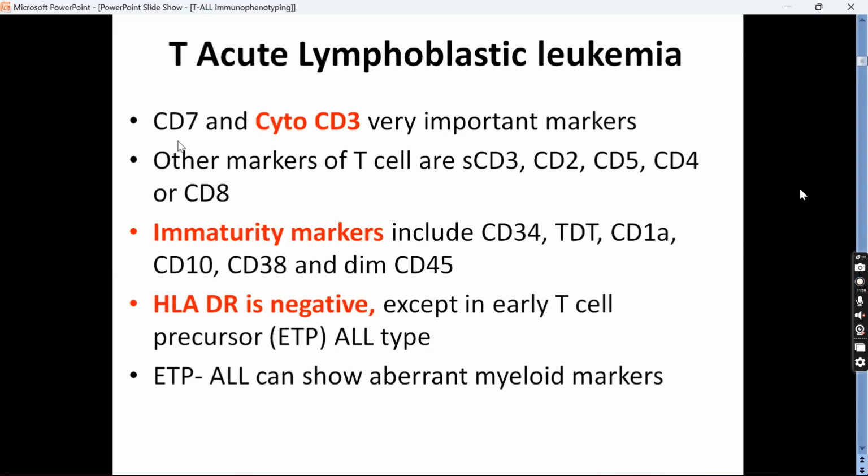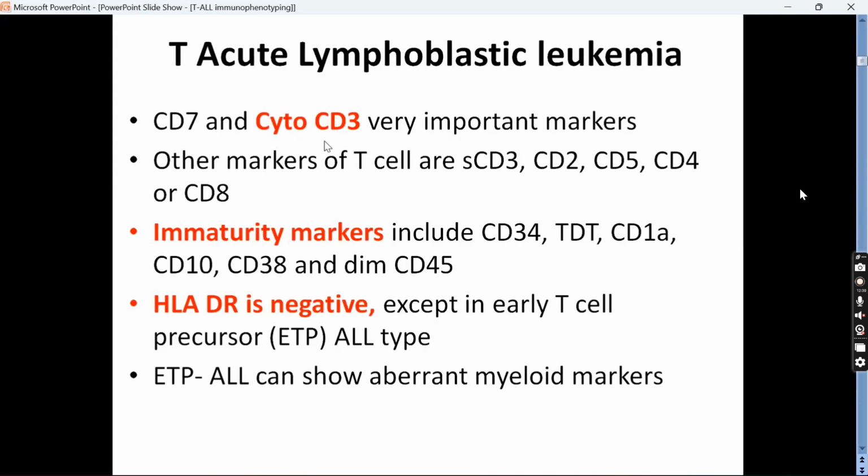CD7 and cyto-CD3 are very important markers for T acute lymphoblastic leukemia. You may not find a T-ALL which is CD7 negative. It is very, very rare to find a CD7 negative T acute lymphoblastic leukemia. If someone calls me and says, sir, I've got a T-ALL where all the markers, HLA, are negative, and it is CD7 negative, I say, no, you send me the plots. I want to see it again. CD7 negative T-ALL is very rare. So T-ALL invariably will be CD7 positive. So that is the first point.